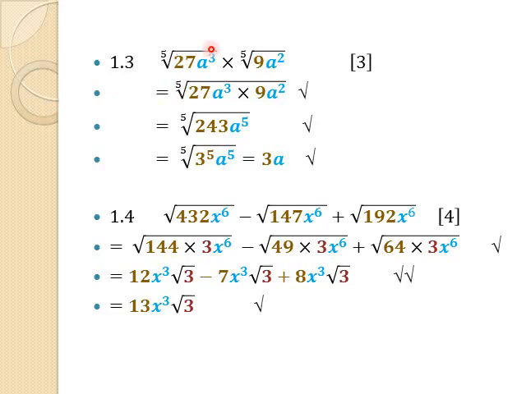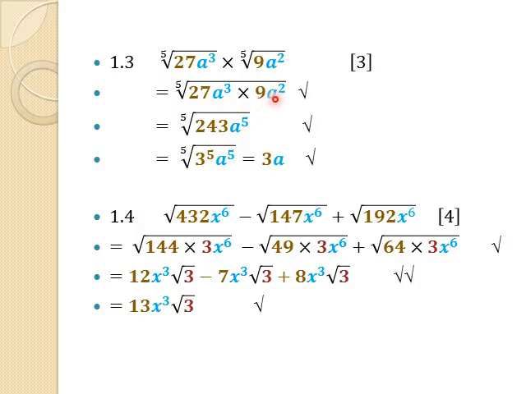1.3, we have fifth root times fifth root. So that is generally the first law of surds. In the bracket, 27a cubed times 9a squared. So if I have a fifth root times a fifth root, I can write them all under one radical sign and say fifth root. Right? 27a cubed times the 9a squared goes there. 1 mark.